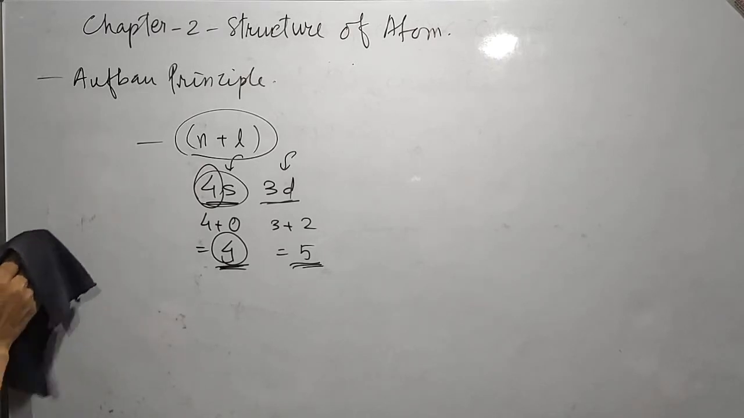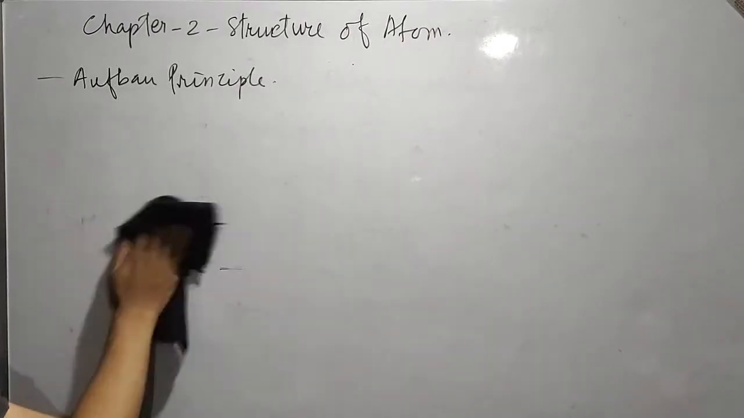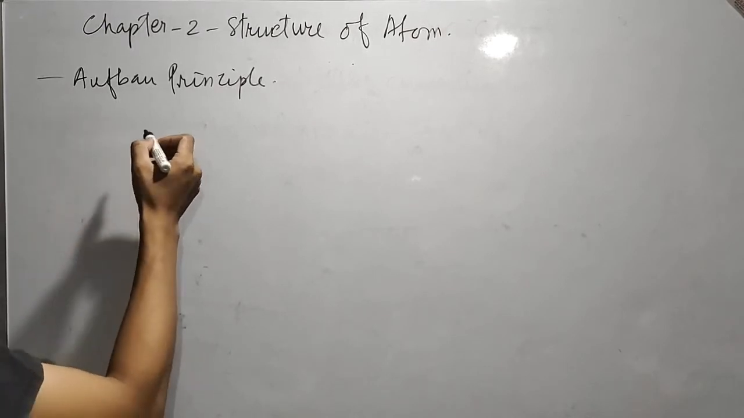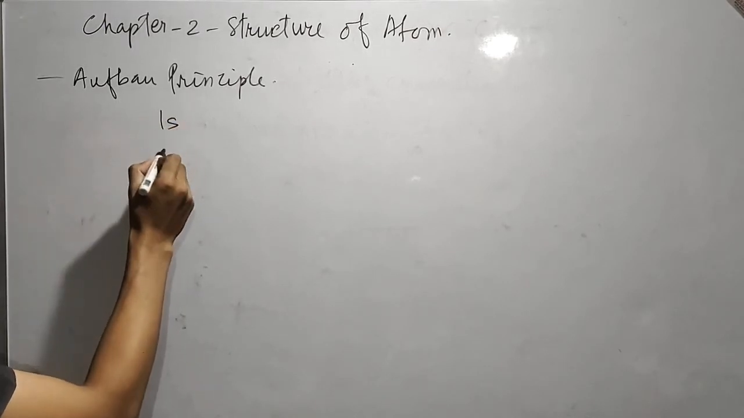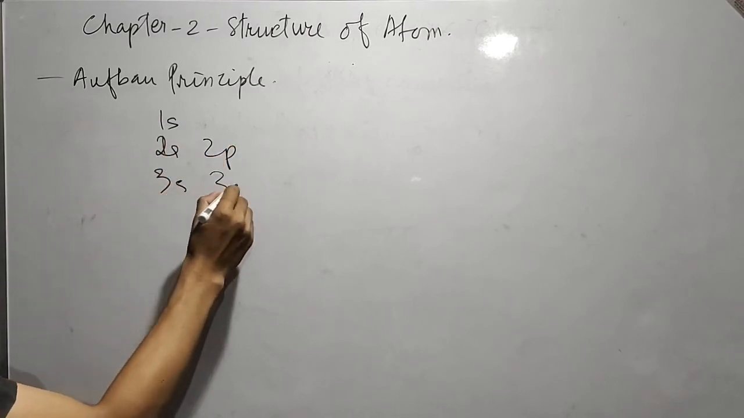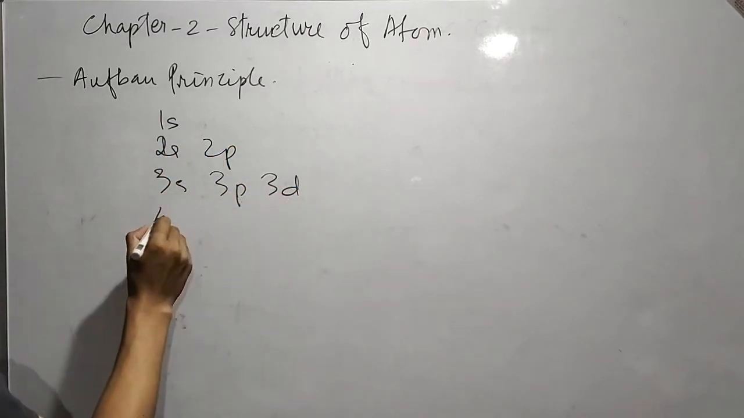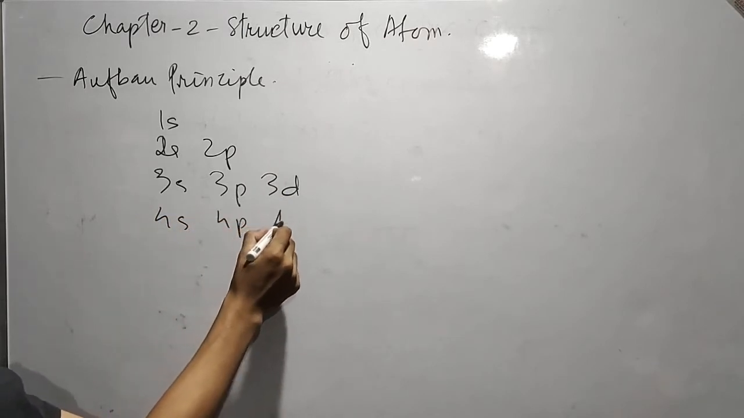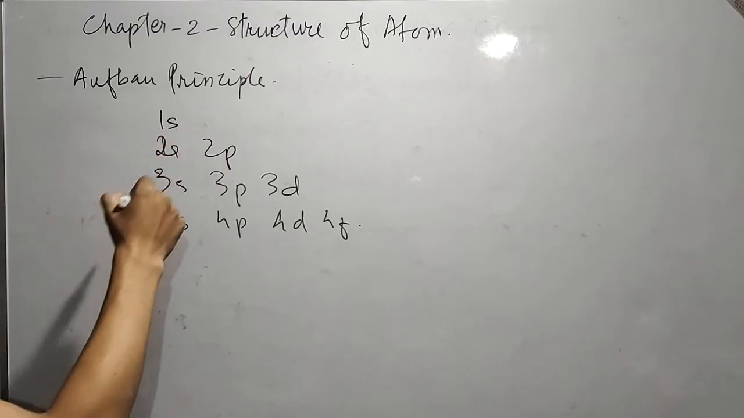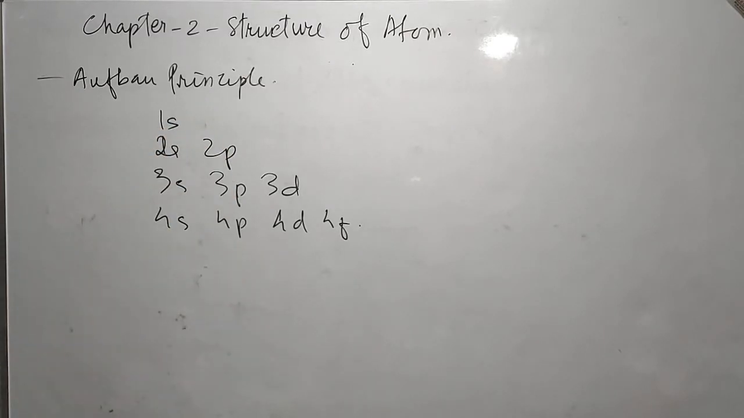So the method of filling the electrons in the orbitals is of this order: 1s2, 2s, 2p, 3s, 3p, 3d, 4s, 4p, 4d, 4f, okay. So I want you to arrange these according to their increasing energy. I'll give you this as a task.